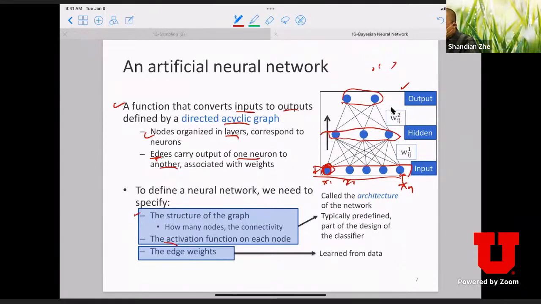And then you have designed a neural network. The learning itself is essentially to infer edge weights from data. So the parameters of the neural network are all the weights on those edges. And the goal of the training essentially is to find the optimal weights on those edges.